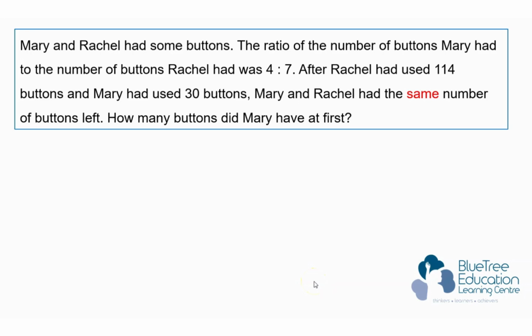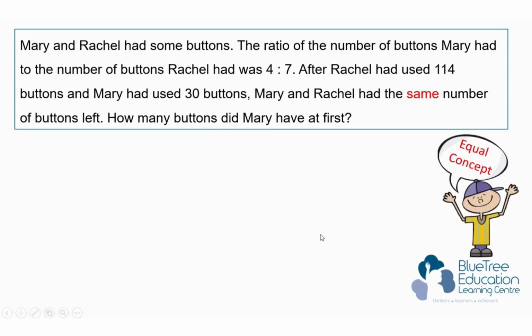Mary and Rachel had some buttons. The ratio of the number of buttons Mary had to the number of buttons Rachel had was 4:7. After Rachel had used 114 buttons and Mary had used 30 buttons, Mary and Rachel had the same number of buttons left. How many buttons did Mary have at first? This is what we call the equal concept, but it's your equal ending concept.